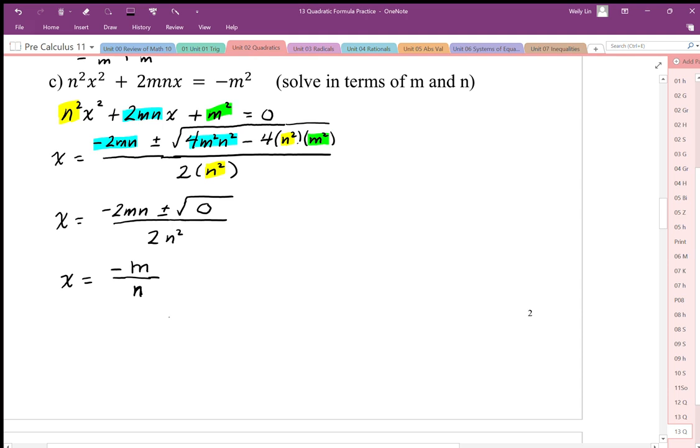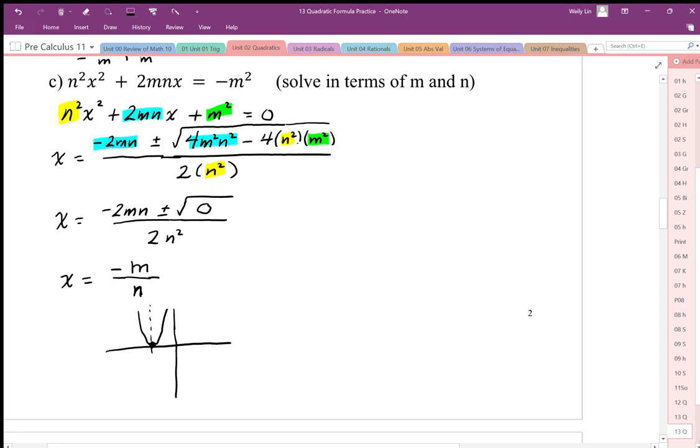So what does that mean? If I were to think of what this graph looks like, it must be a parabola that just touches the x-axis. There's only one solution. That means if I start at my middle, I'm going to add 0, subtract 0. Well, that means that both solutions are going to end up in the exact same spot. That's going to be at wherever negative m over n is.